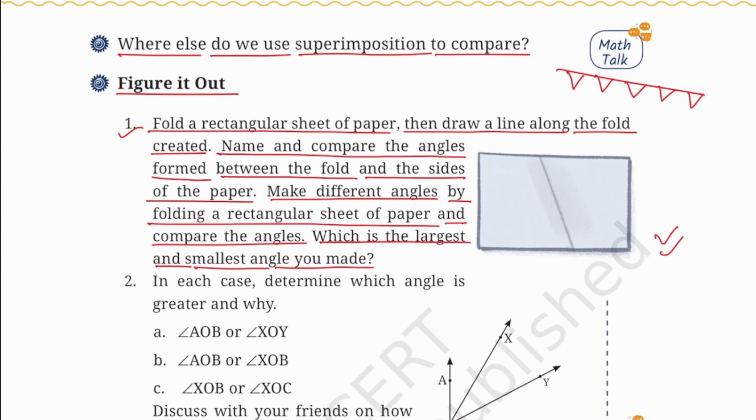For this paper, you have to name the corners, then the crease or the fold created. The angle AXY is larger than angle BXY. Okay, you can compare like that.